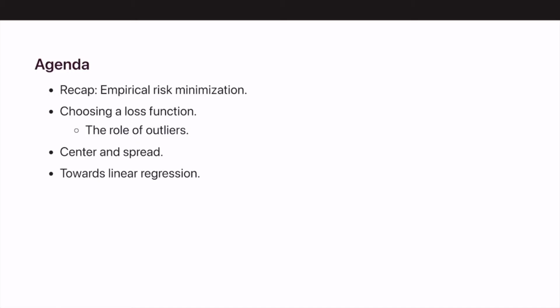And then we'll see how center and spread, so mean and variance, what their role is in these loss functions, and we'll try and build towards the overall idea of moving into linear regression as a more complex model from the constant model that we've been using. Remember, the constant model has just one parameter, which is the prediction. The linear regression model, even the simplest case, will have one parameter that we can mess with as well as the prediction.